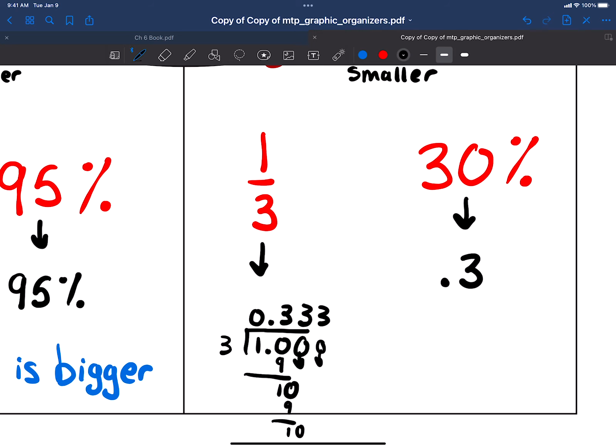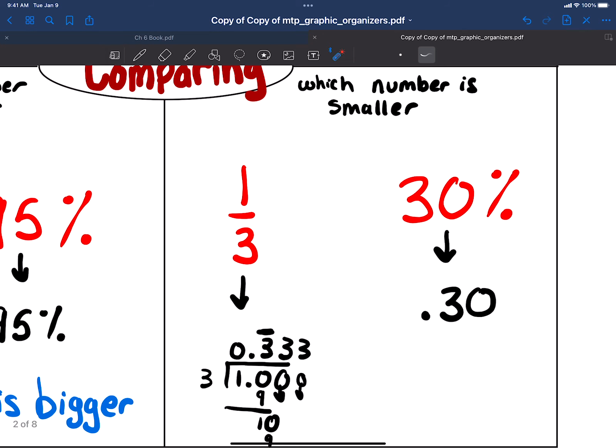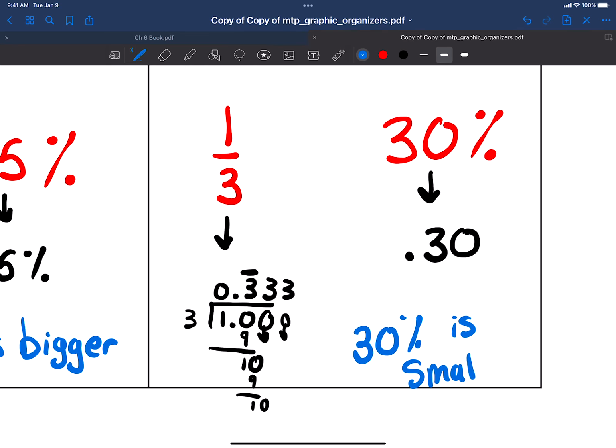But I want you to understand this. 0.3 with a hat is 0.33333. This guy over here is 0.3 with a 0. So technically, who's bigger? Is 30 bigger or is 33 bigger? Technically, 33 is bigger, correct? 0.33, that's 33 cents versus 30 cents. So in my question up here, though, I'm asking which number is smaller in this case. So who is smaller? 30% is smaller.